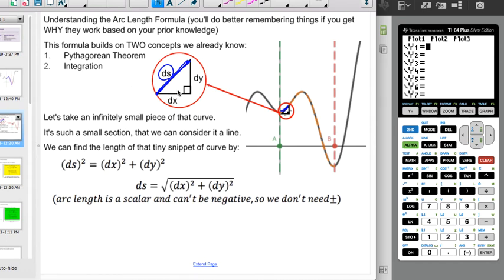So we can basically consider this small section linear. And we can recognize that because of Pythagorean theorem, ds, that tiny change in s, quantity squared, equals dx squared plus dy squared. And we can square root to solve for ds. Since arc length is a scalar, it can't be negative. It's what length of string you would need. There's no positive or negative. We don't need the negative in front of the square root, so we just need the positive version. All right, so we now have ds equals the square root of the quantity dx squared plus dy squared.